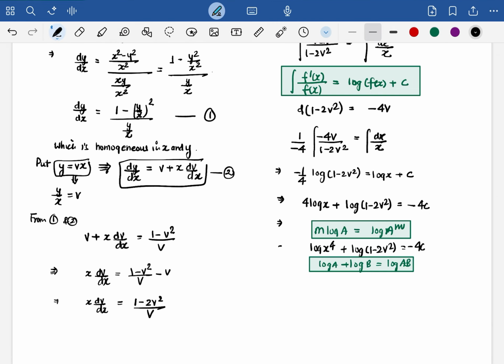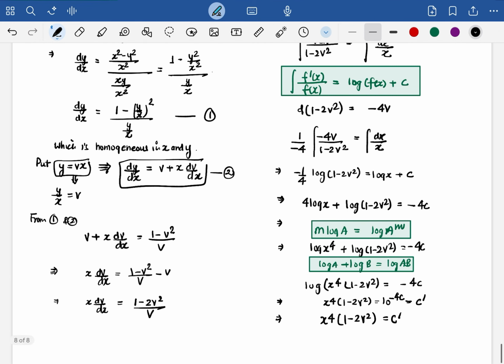Can we say the next step is x to the power 4 into 1 minus 2v square is equal to minus 4c, and this is nothing but log. So how do we solve the log? Can we say x to the power 4 into 1 minus 2v square is equal to e to the power, or you can say 10 to the power minus 4c, which would be nothing but a constant. Let's say it is represented by a different constant here, hence your final solution is x to the power 4 into 1 minus 2v square is equal to c dash.